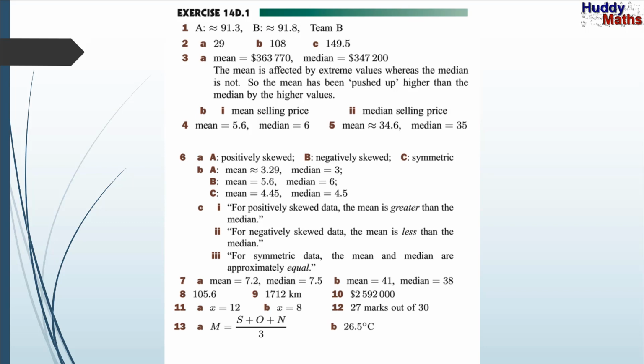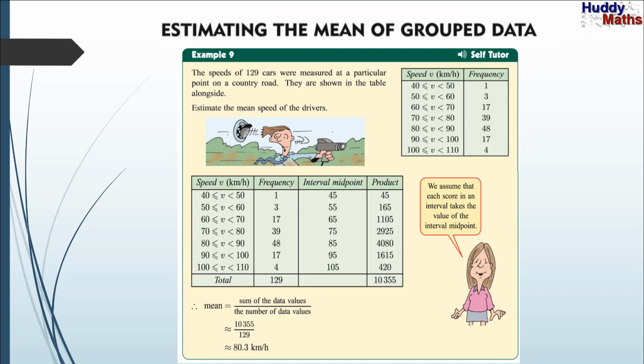Now what we want to do is to move into some of the work with group data where it is a continuous variable. So here we are: the speeds of 129 cars were measured at a particular point on a country road. They're shown alongside here. So here we are, speed. Some were travelling equal to 40 or more and up to 50. Then if they were equal to 50 or more, you put them in that group. Okay, got the idea of these signs now. Very, very important to make sure we cover all possibilities with a continuous variable.